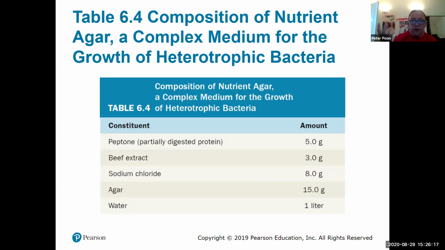Peptone is just partially digested protein. Beef extract, you just basically boil beef to the point where it's like goo, and that's extract.